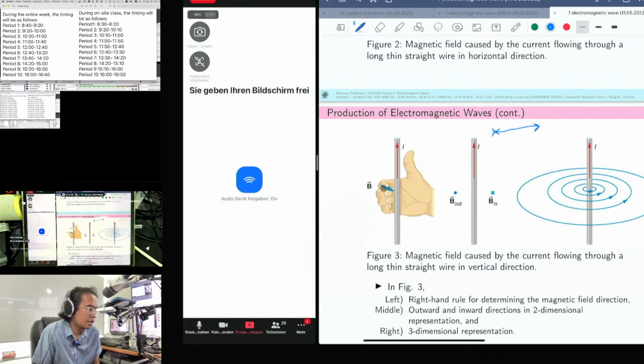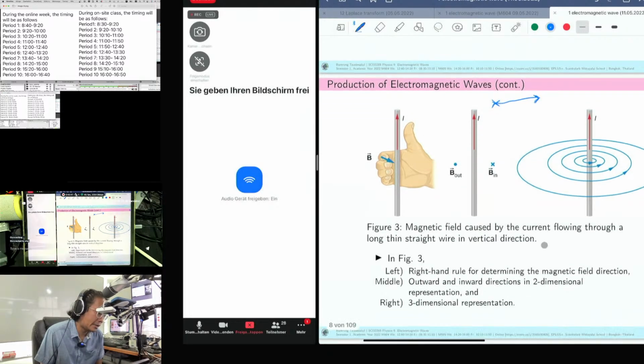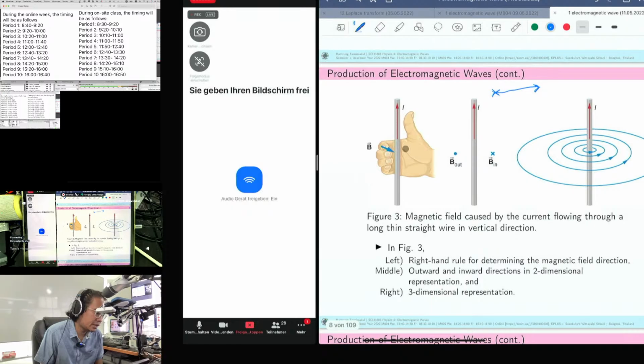Okay, your four remaining fingers will tell you how the magnetic field is turning around. Okay, this is the magnetic field caused by the current flowing through a long thin straight wire in vertical direction. And we have the left figure here. That means the right hand rule is used to determine the magnetic field direction.